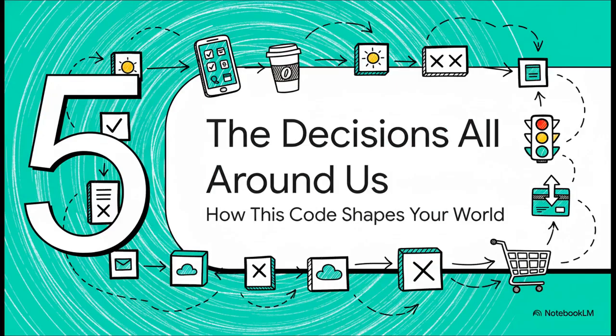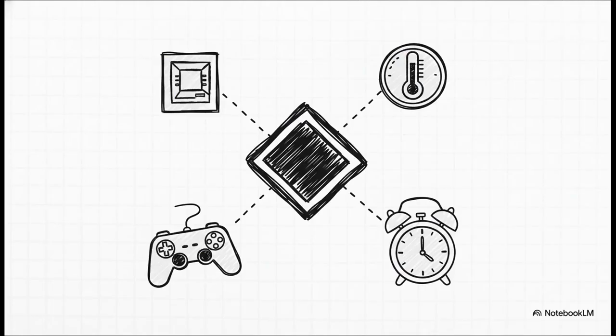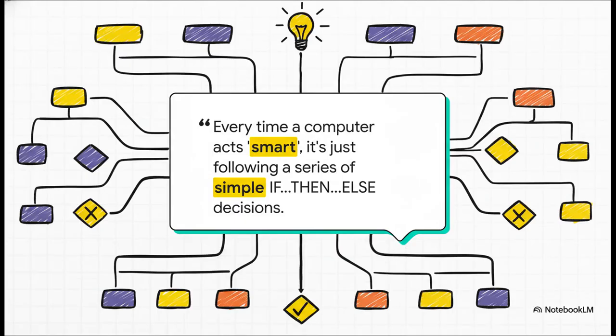Now that you see how this works, you're going to start noticing it absolutely everywhere. This simple building block is making countless little decisions for you all day, every day. Seriously, an ATM is just checking if you have enough funds. A thermostat asks if the room is too cold. Your alarm clock checks if it's a weekday before it goes off. Every single one of these actions is just being driven by that same fundamental if, then, else logic we just walked through. And really, that's the big secret here.